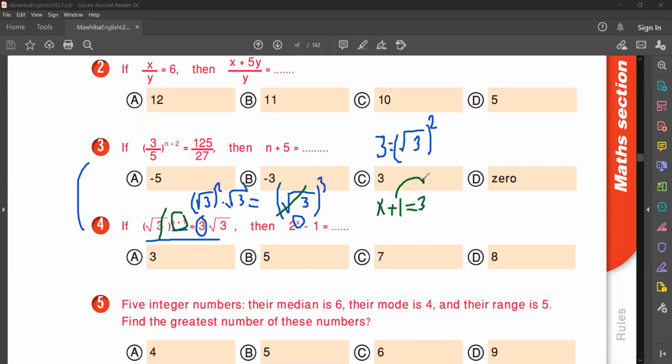Then when it goes to the other side, x equals 3 minus 1, then x equals 2. Now we find x equals 2. We substitute this in the problem: you write 2 to the power 2 minus 1. 2 to the power 2 equals 4, minus 1 equals 3. So the answer is number A.